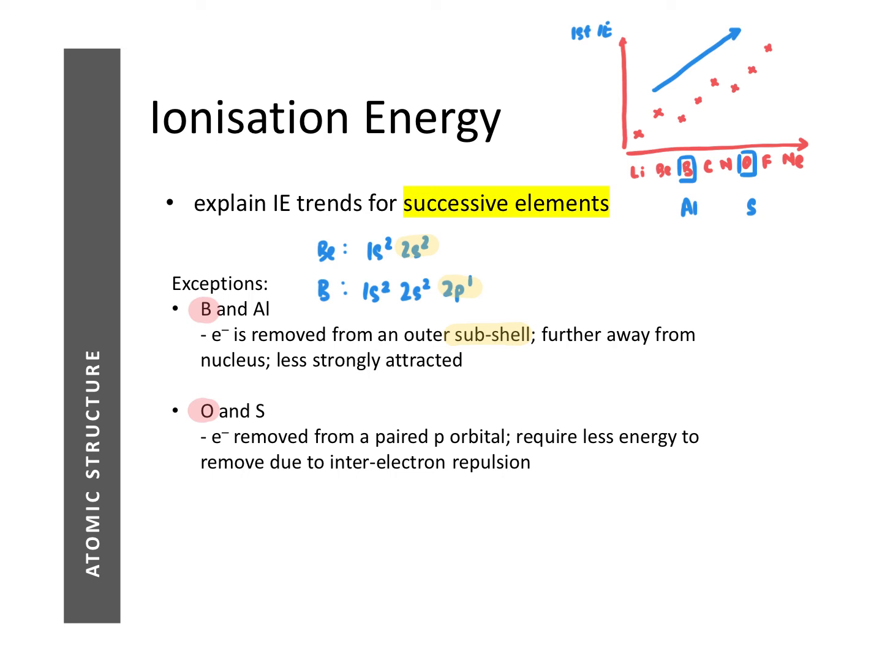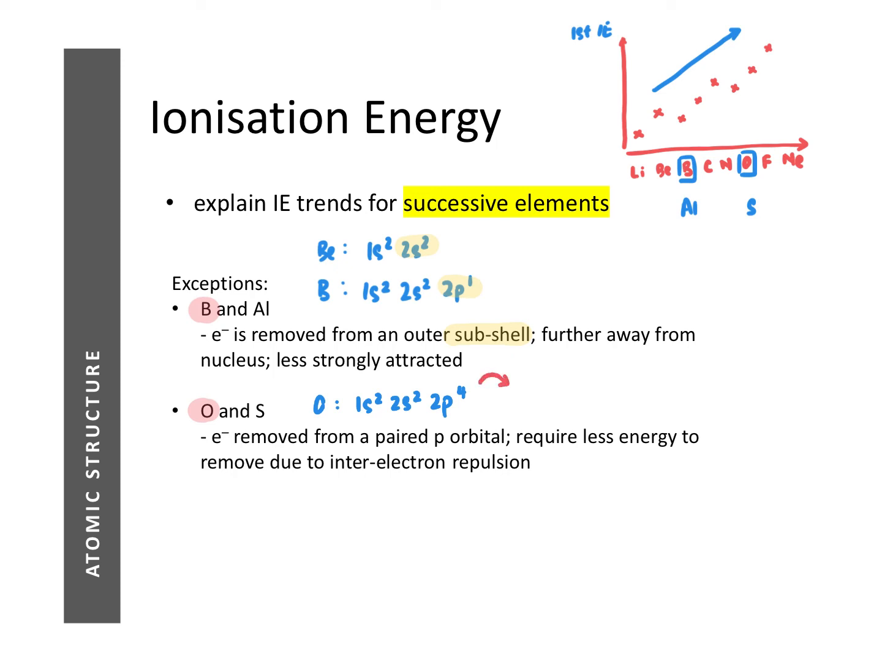Now, similarly, to explain the exception for oxygen, we must first write down the electronic configuration of oxygen. So oxygen has 8 electrons. It would have this particular electronic configuration, 2p4. And in particular, to explain the exception for oxygen and sulfur, you need to write the electronic configuration in this particular way. You need to expand the 2p subshell to show the orbitals that are involved.